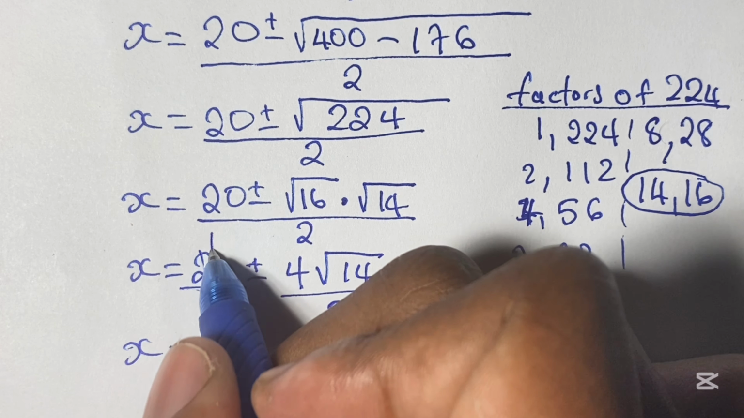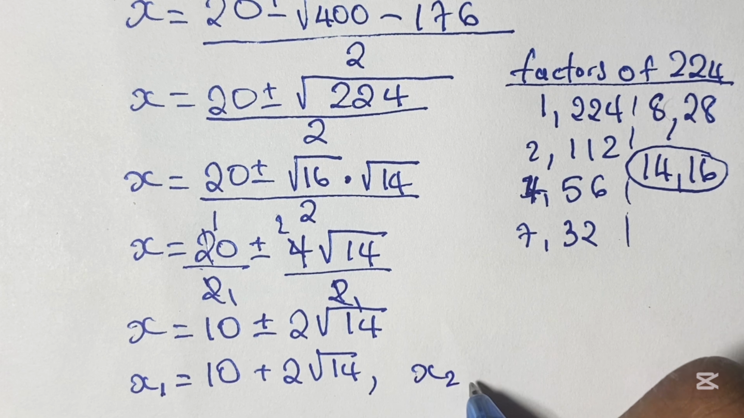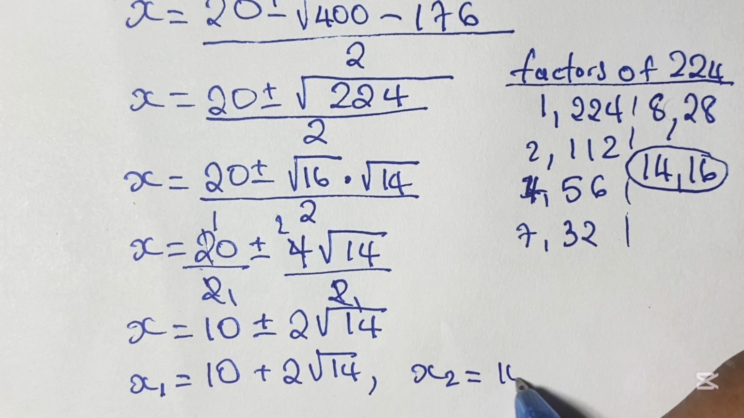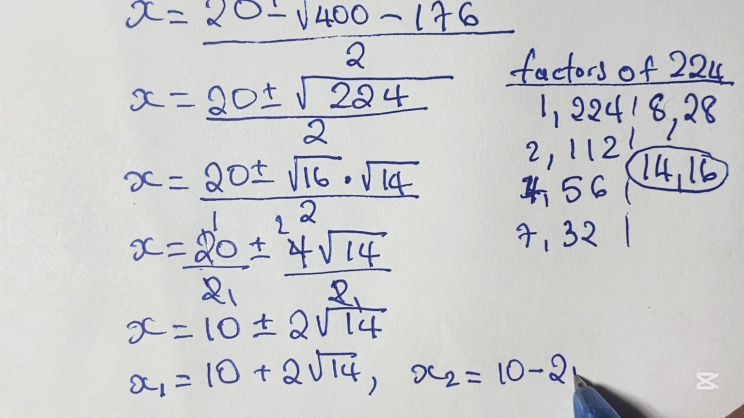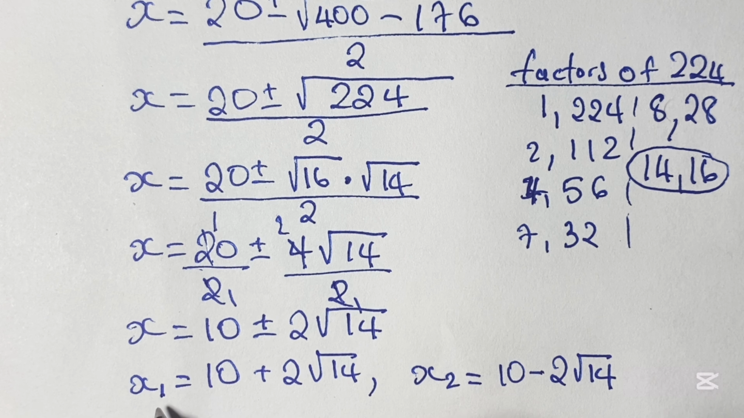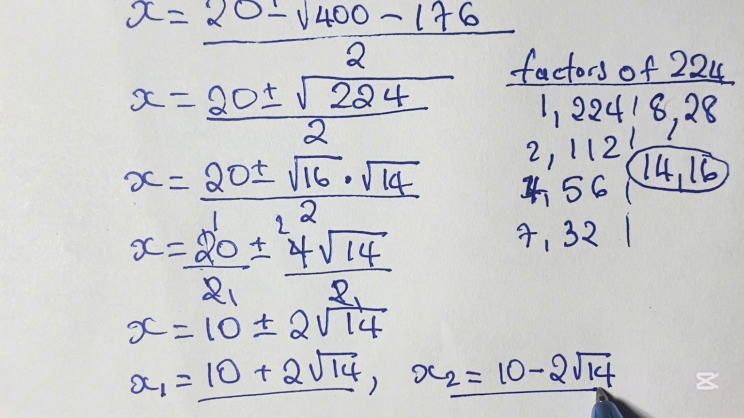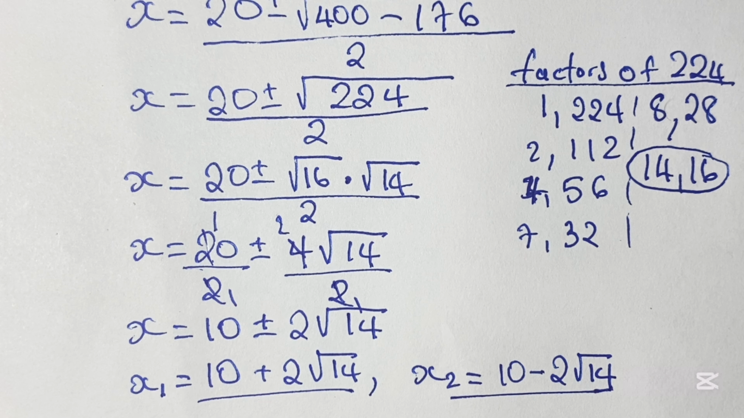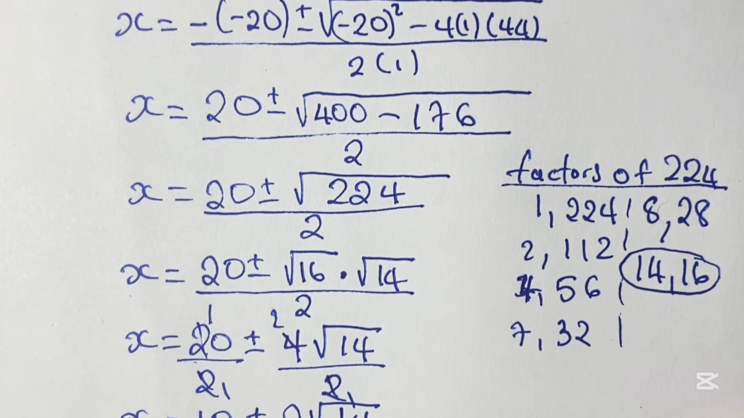So now there we have it. We have two solutions of x. We have x is equal to 10 plus 2 root 14, and for our second solution, we have x is equal to 10 minus 2 root 14. So these are our solutions of x, the first solution and the second solution.